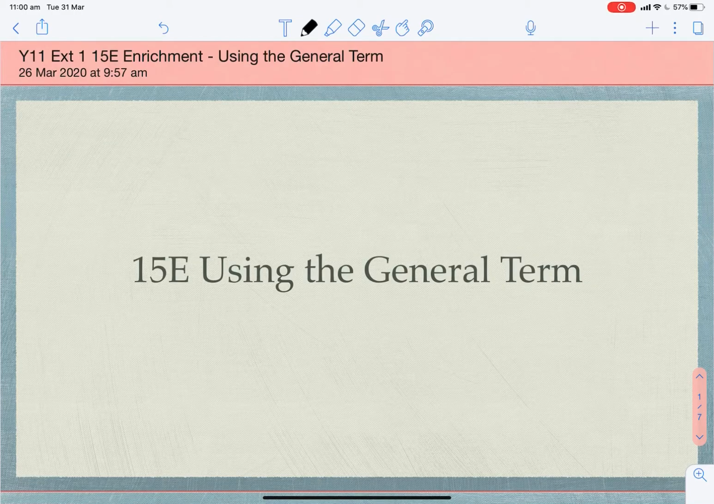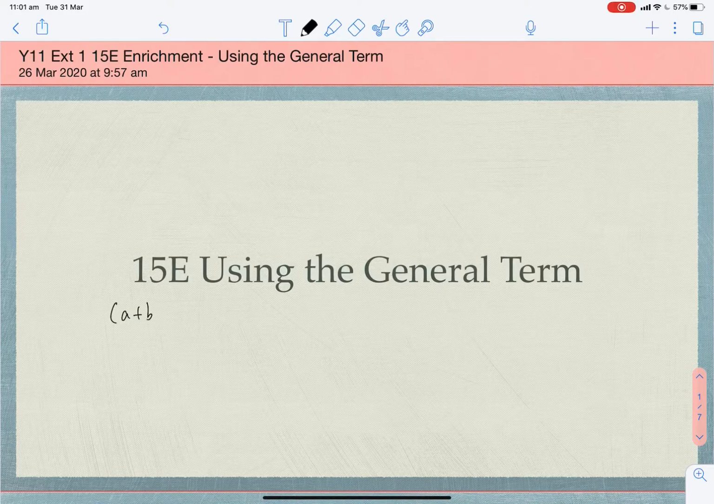Hi everyone, we are going to do the last topic of chapter 15, binary expansion. So this bit is using general terms. It's quite useful. Let's quickly revise on how we expand it first.